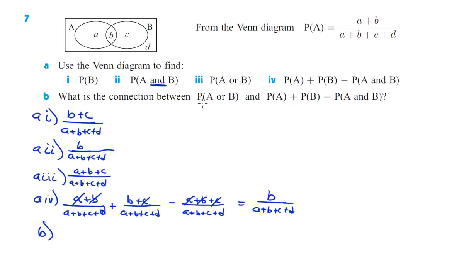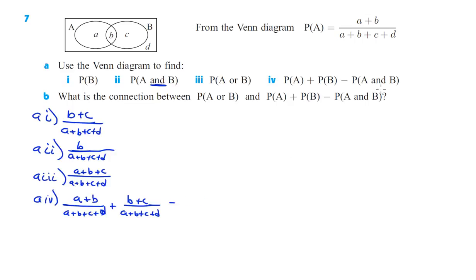What's the connection between the probability of A or B and the probability of A plus B minus the probability of A and B? Oops, I think I messed this up. Oh, I did. Look at that. This one here I did wrong, because that's the probability of A or B. I wanted A and B, so let's go back and fix that. I will just undo that until it all goes away nicely.